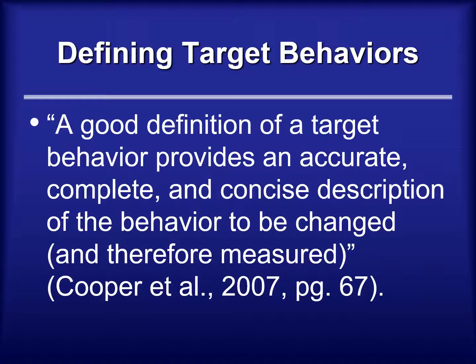Cooper et al. state that a good definition of a target behavior provides an accurate, complete, and concise description of the behavior to be changed and therefore measured. Objective, clear, and complete. Each instance of the behavior must be able to be recorded reliably across observers, time, and environment. Only with a definition, and thus measurement, that can be agreed upon across observers can you justify the effectiveness of your interventions, or the need for intervention in the first place.